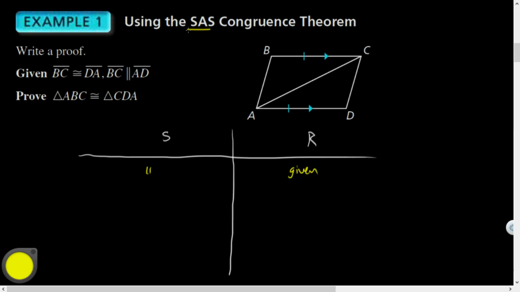And so if I'm going to use side angle side, right now it looks like I've got one of those. I've got the S done, right? I've got a pair of sides that are congruent. What's something else I could say? I'm going to need an angle and another side.